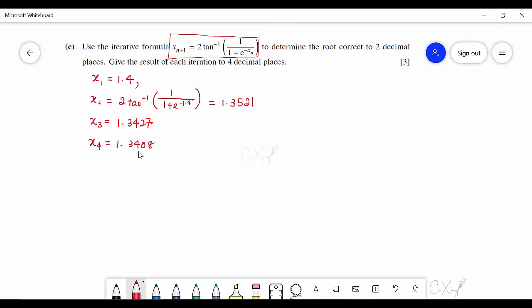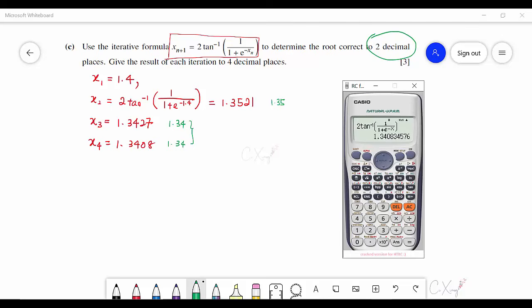Okay, so here I will put in 1.3408. So now, after you get a few iterations already, you can double check and see. Your final answer should be in 2 decimal places. So for this one, it is 1.35 for 2 decimal places. This one is 1.34, and this one is also 1.34. So you can see that these two values in 2 decimal places are actually repeated already. So you can tell that 1.34 is the answer.